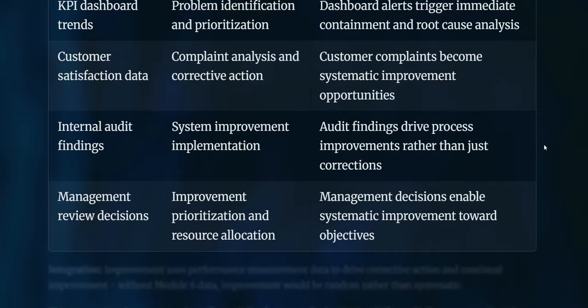From Module 6, we do have management review decisions. From today's module, we do have improvement prioritization and resource allocations. And in implementation, it means management decisions enable systematic improvement toward objectives.